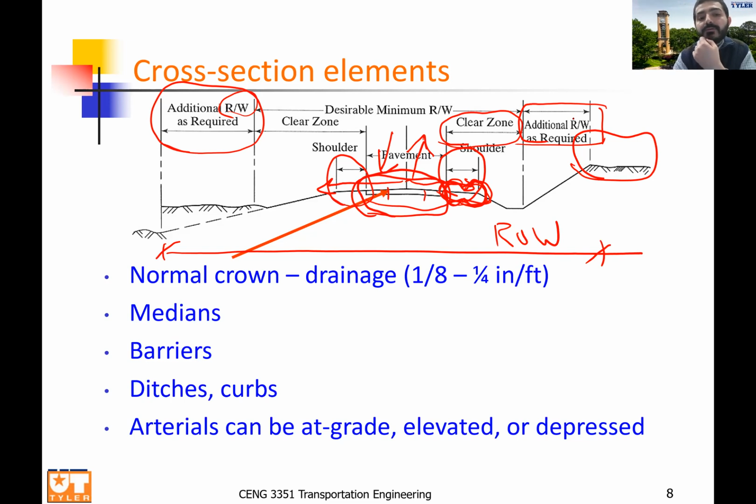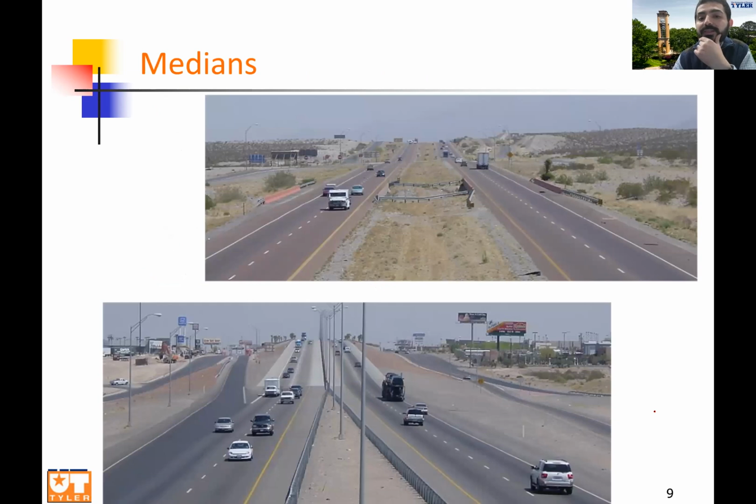So that's basically what it is. So we can have medians, barriers if needed, ditches or curbs. Arterials can also be at grade or elevated or depressed. So let me show you here some pictures of medians.